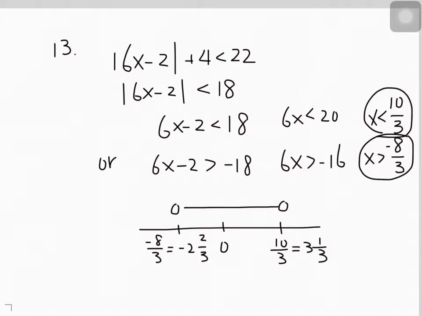Graphing. So you are going to mark down the endpoints, negative 8/3 to 10/3. So any number in between should be the solutions, excluding the endpoints. So keep your endpoints as open circles.